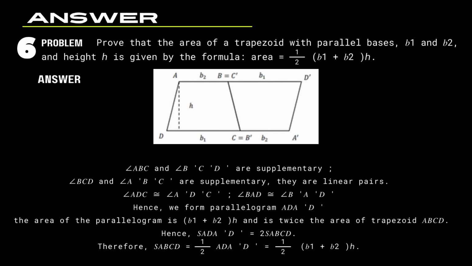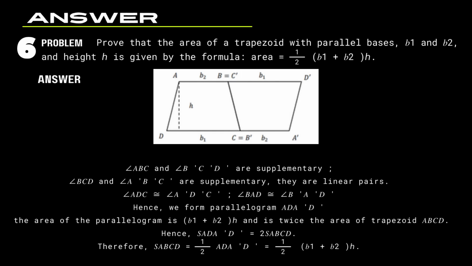Then, since angle ABC and angle B prime, C prime, D prime are supplementary, and angle BCD and angle A prime, B prime, C prime are supplementary, then they are linear pairs. Also, angle ABC is congruent to angle A prime, D prime, C prime, and angle BAD is congruent to angle B prime, A prime, D prime. Hence, we form parallelogram AD, A prime, D prime.